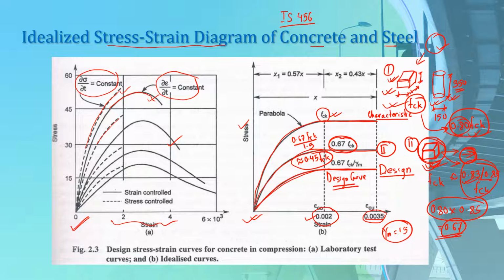So even in our idealized stress-strain diagram for concrete, we have to derive the value of this design curve from our characteristic curve, and then use that design curve in the analysis and design of our reinforced concrete structures. So this is about the stress-strain diagram of concrete.